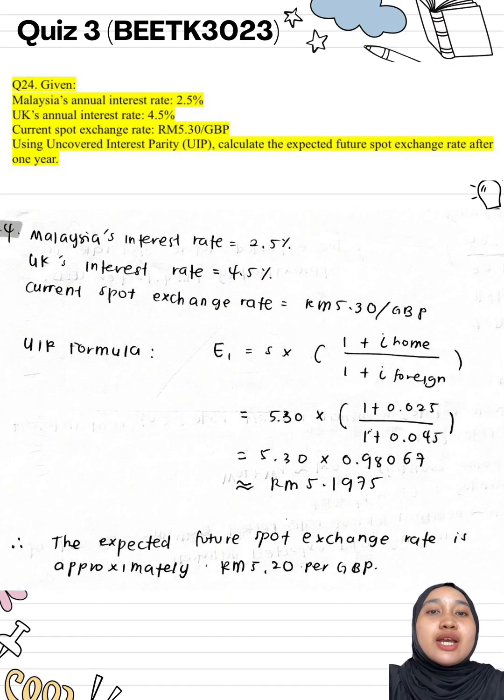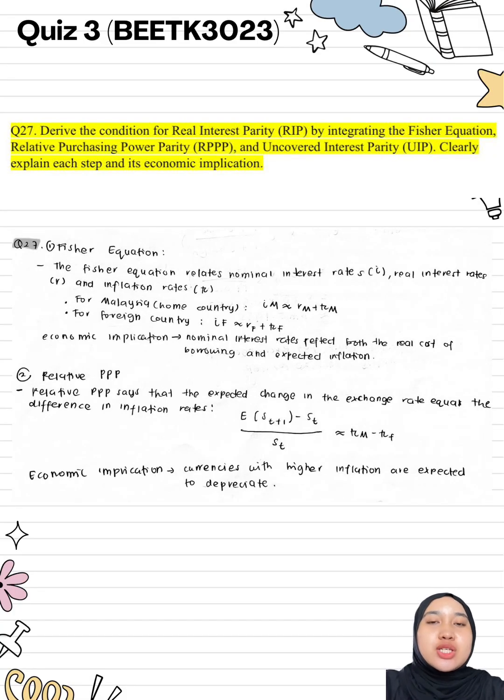using the uncovered interest parity theory, we apply the UIP formula, which is UIP equal to current spot rate multiplied with, in bracket, 1 plus Malaysia interest rate divided with 1 plus UK interest rate. Now substituting and calculating into the formula, we get 5 ringgit 20 cent. This result suggests that according to UIP, the ringgit is expected to appreciate slightly against the pound over the next year because Malaysia has a lower interest rate than the UK. Now for the last question, question 27.